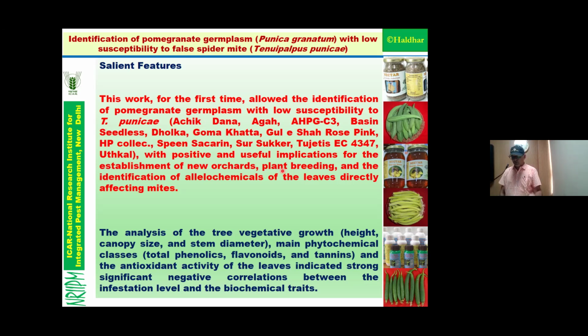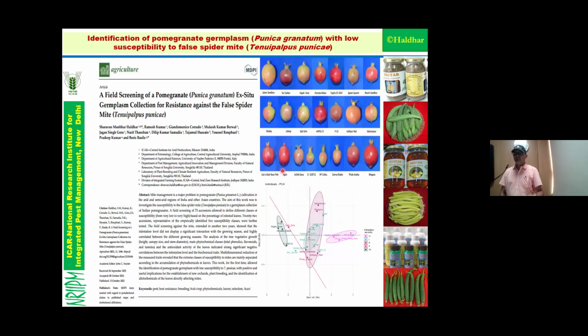We also analyzed height, canopy size, stem diameter, and phytochemicals like total phenol, flavonoid, and tannin. Then we correlated them with the incidence. This is also published in Agriculture, the MDPI journal.